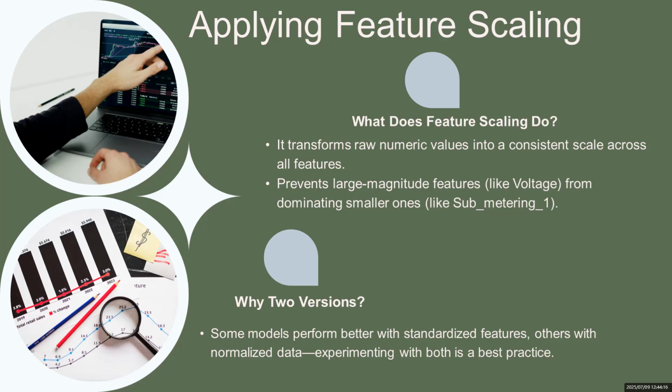So why two versions? Some models perform better with standardized features, others with normalized data. So what would be the best option? The best option would be for you to experiment with both and then choose which is better. So this is the best practice.